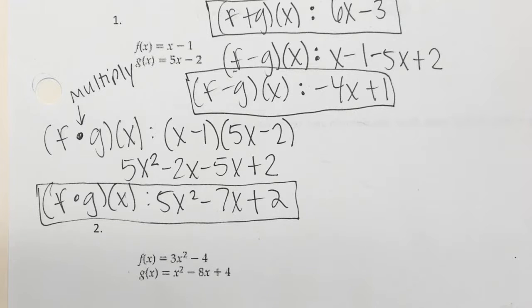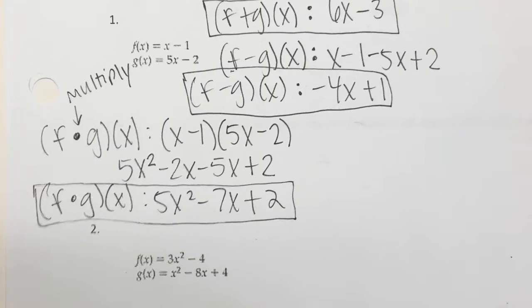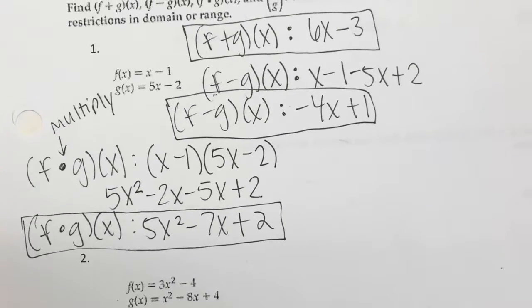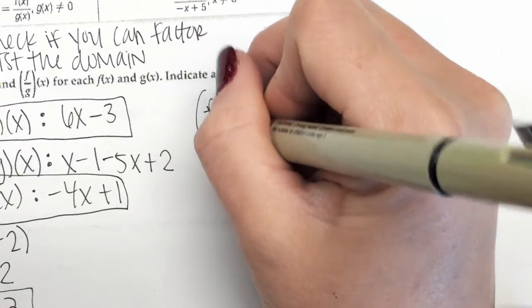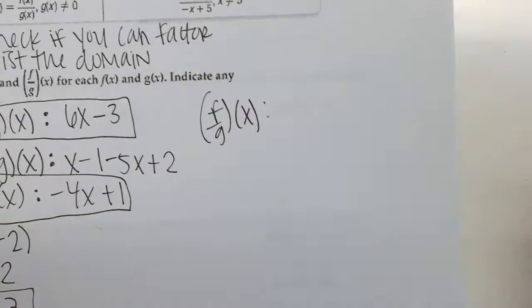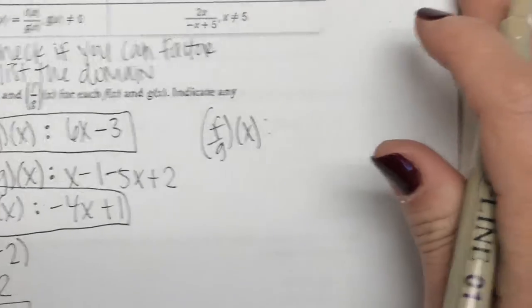Alright, and like I said, this should be a review. Nothing new we're learning here. Hopefully y'all remembered how to do that. Division's a little different. I'll go over here. So f over g of x. The setting up part is easy. What goes on top?